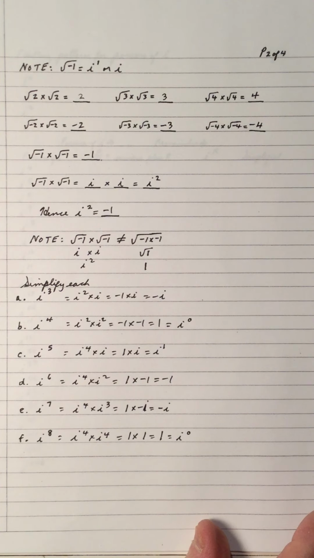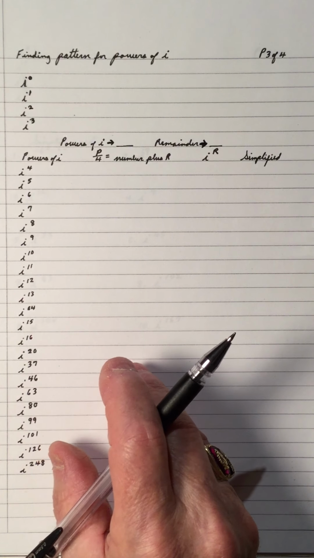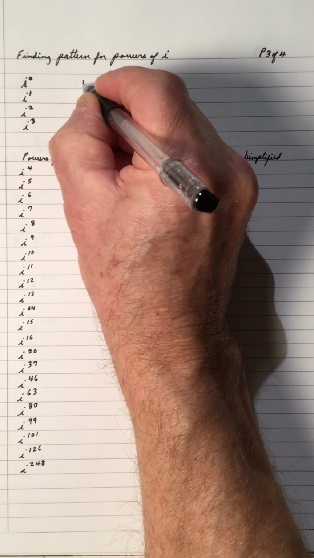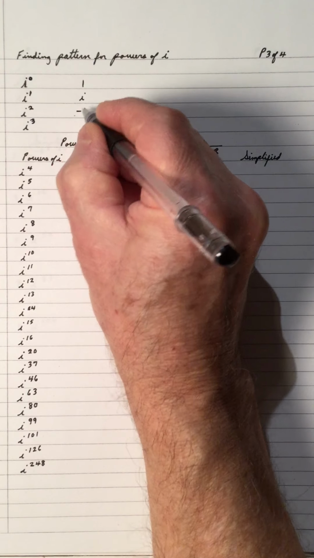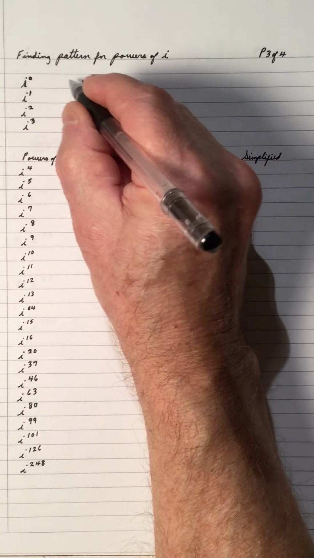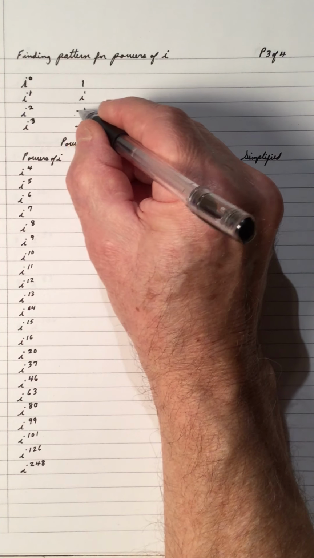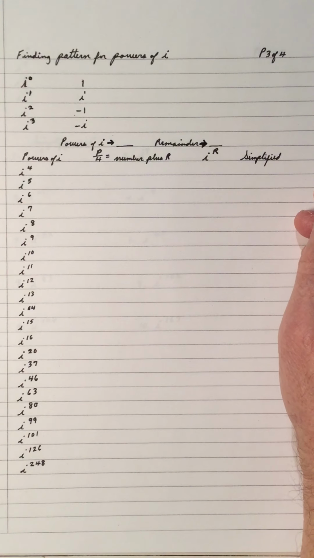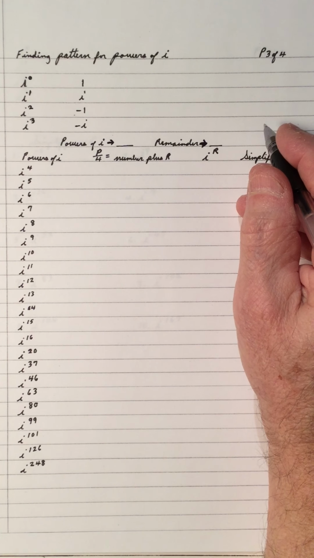So, let's turn over and see what we have. i to the 0 comes out to be 1. i to the 1 is i, i squared is -1, i cubed is -i. So I have these memorized: i to the 0 is 1, i squared is -1, i cubed is -i. Now, let's look at another way of handling this when you have larger powers.